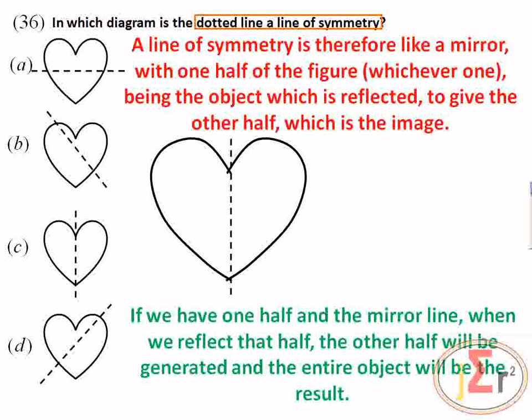If we have one half and the mirror line, when we reflect the half, the other half will be generated and the entire object will be the result.